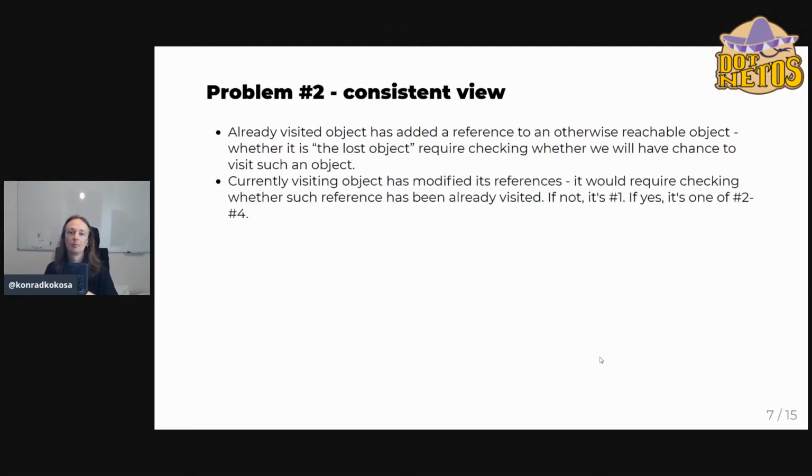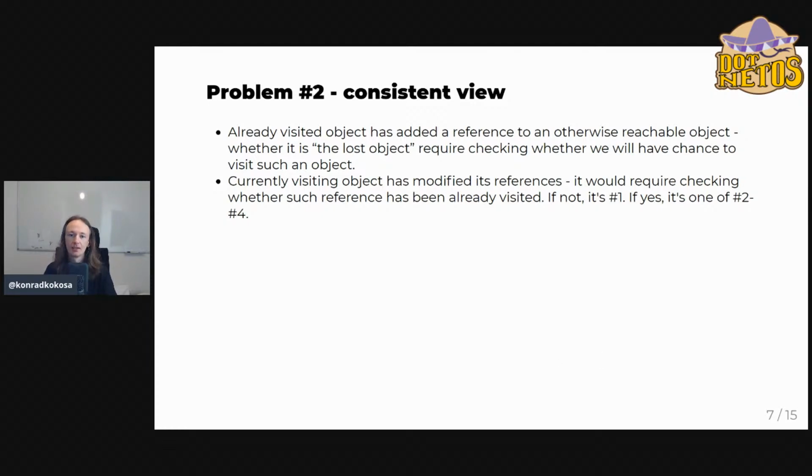And also imagine that we are visiting an object. So the currently visited object has modified some references, and again it will just now depend at which point we are, whether this reference that we are changing has been already visited. If it was not visited yet, it is okay. If it was already visited, then it can be one of the previous problems. So in the end, it sums up in a pretty complex situation, like we really don't know what is going on, and we are trying to traverse the whole graph.